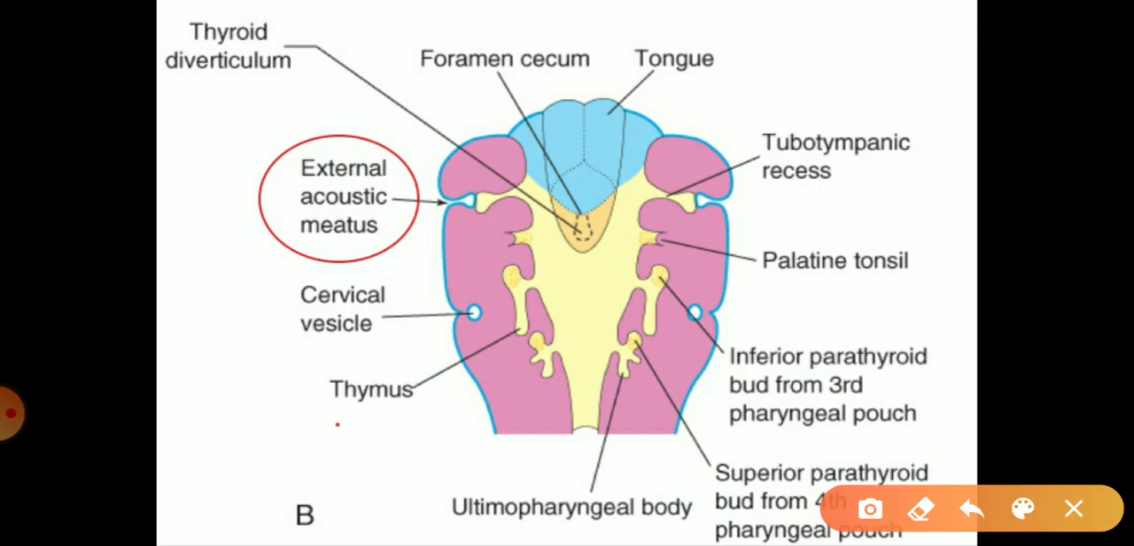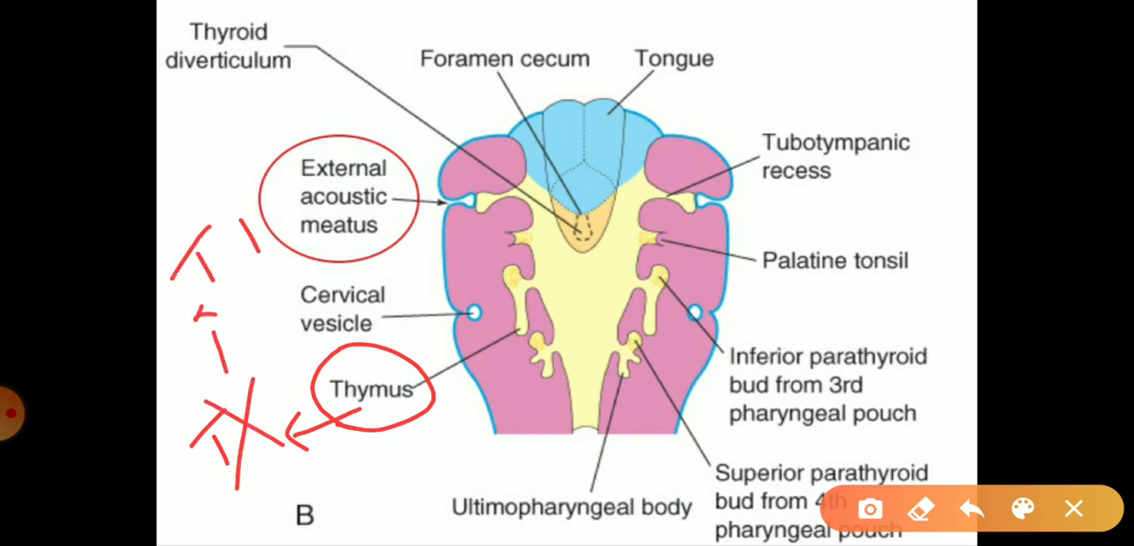So this 1-year-old girl doesn't have a thymus. It means that she suffers from a developmental defect of the third pharyngeal pouch. Once the third pharyngeal pouch is not formed, the thymus will not form. If the thymus does not form, there is no T cell maturation, meaning there is a deficiency of T cells, so the person is prone to different sorts of infections.